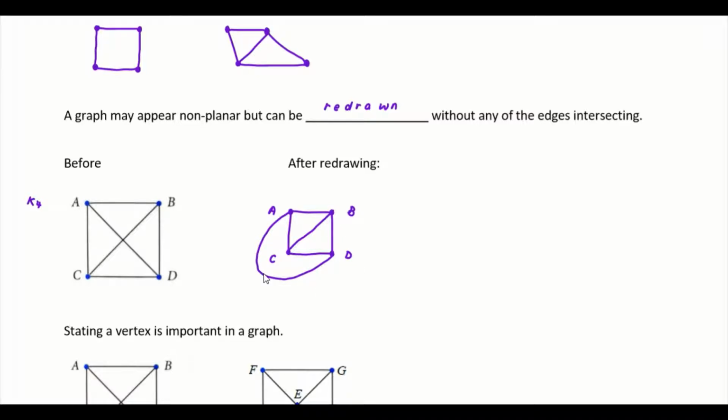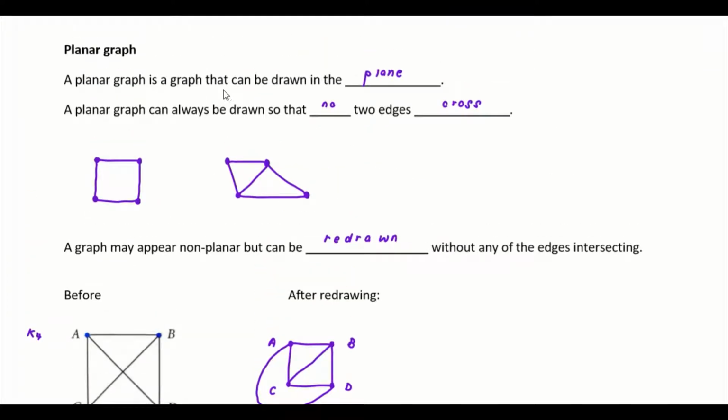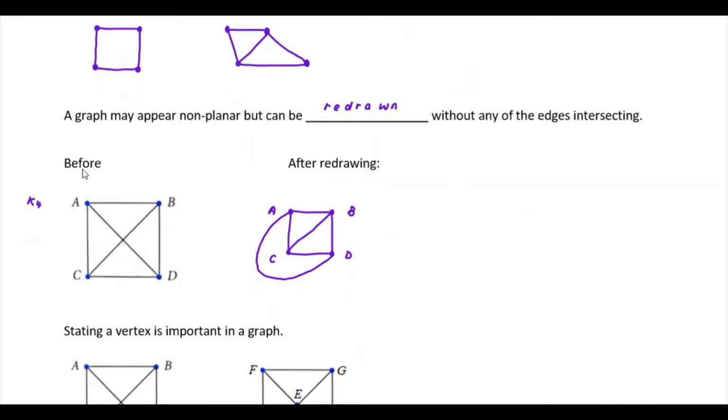Okay, so again, let's go back to the definition, right? The definition says that a planar graph is a graph that can be drawn in a plane. So that's why this is known as a planar graph as well, but it just appears as non-planar. Then what we need to do is redraw it so that it appears planar. But remember that not every graph can be redrawn to be planar. Later we'll be looking at one of the examples.